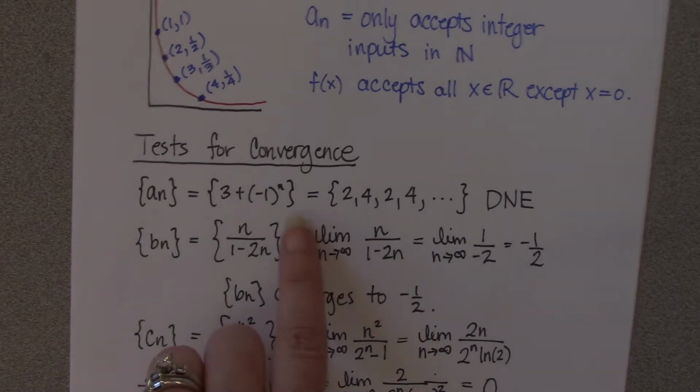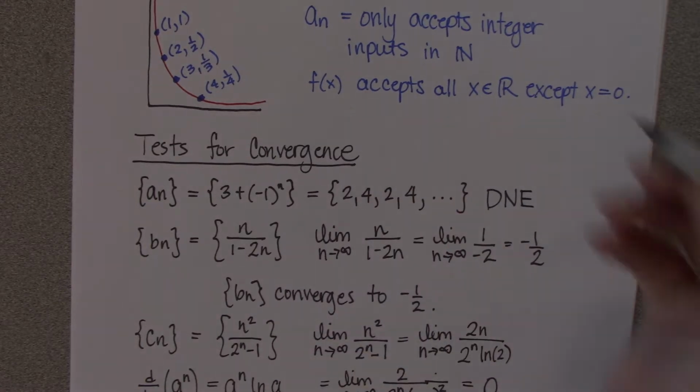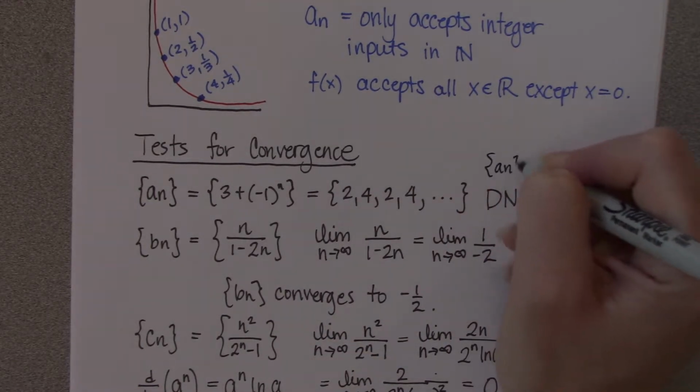Yes, so the question is, since this one doesn't go to positive or negative infinity, but the limit didn't exist, yes, we would conclude that a sub n diverges.